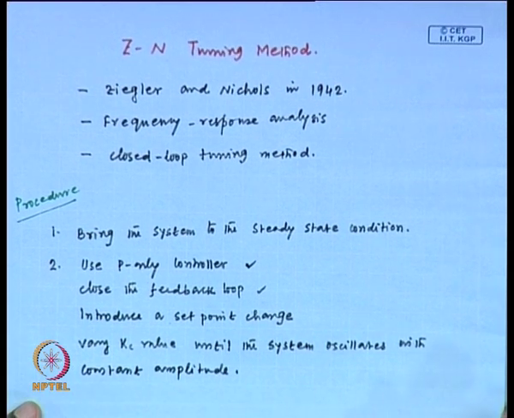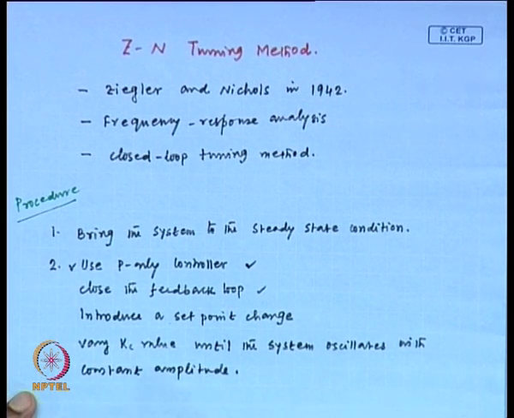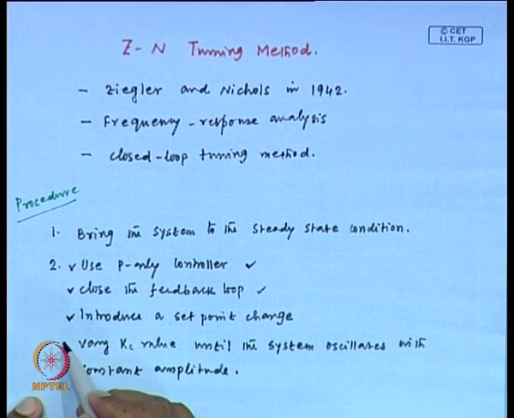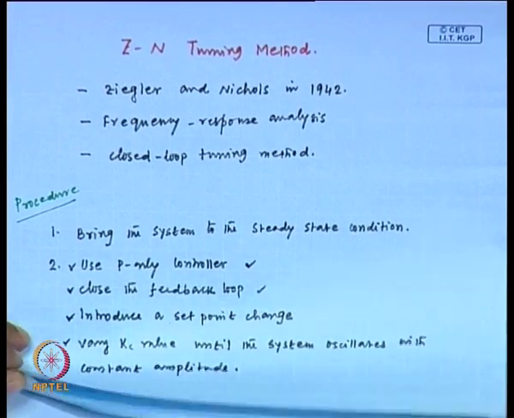Fine. So, under this second step, use P only controller, at the same time close the feedback loop, then introduce a set point change, then vary Kc values so that we can obtain sustained oscillation. This is step 2 in the procedure.